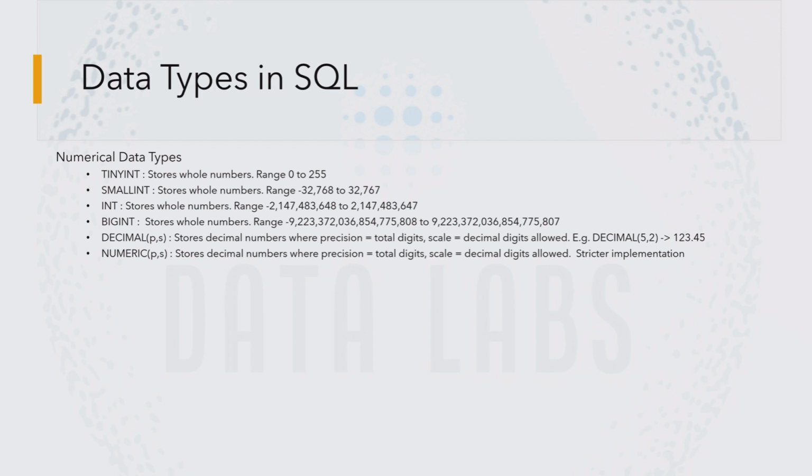Let's understand that with an example. We have a decimal and numeric both with precision 5 and scale 2. The number 1234.5 will hold true for decimal, not for numeric, as there are 4 digits before the decimal.